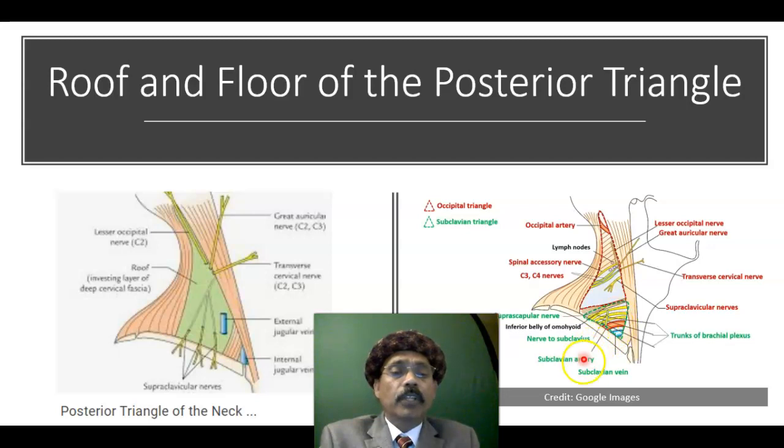Okay, we got that. Then we have this muscle, the omohyoid muscle, the inferior belly of the omohyoid muscle. That inferior belly of the omohyoid muscle divides the posterior triangle into the larger one, the occipital triangle, and the smaller one, the supraclavicular or subclavian triangle.